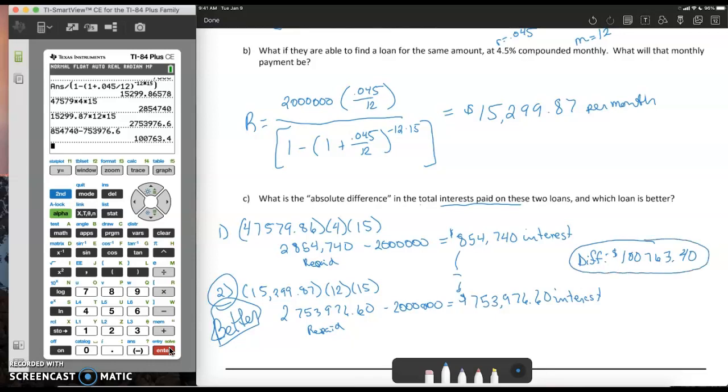But that's all they mean in the absolute difference, is just to subtract in the end whichever way makes sense to keep your value positive. So definitely they should choose the second option of this loan. It saves them over $100,000. But in the grand scheme of things, both of those are very big loans to take out and take very big repayments to pay back.